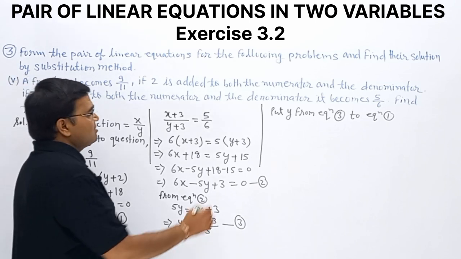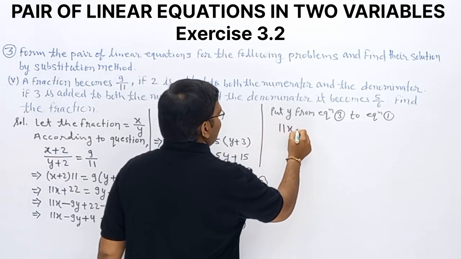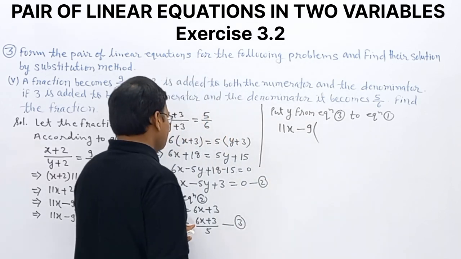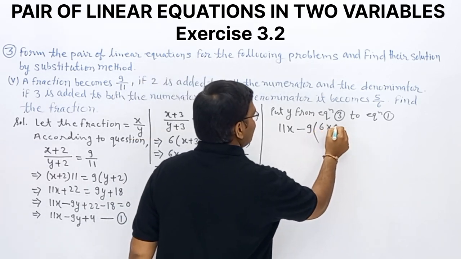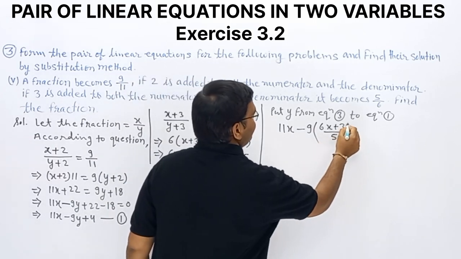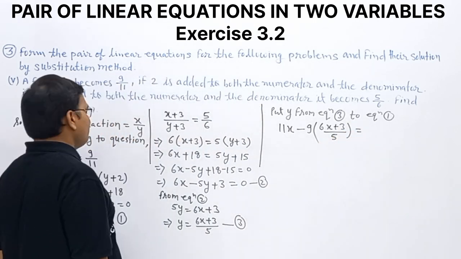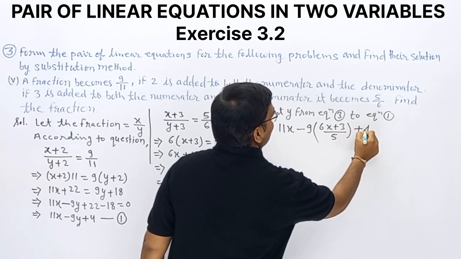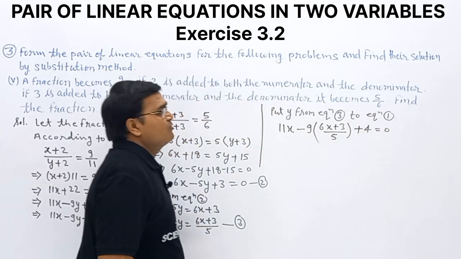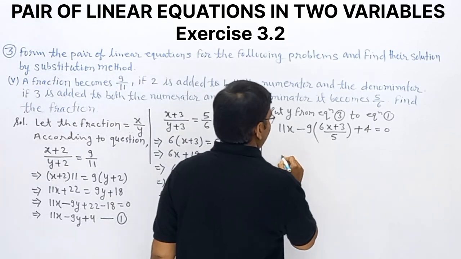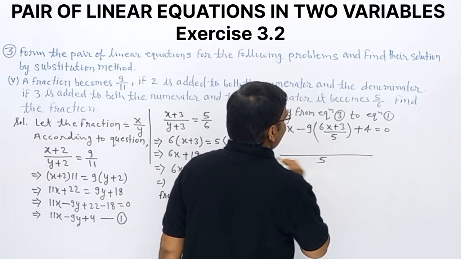So 11x minus 9y is, 6x plus 3, (6x plus 3) divided by 5, plus 4 equal to 0. Clear? Solve this one. How will we solve? Take the LCM. We will take LCM 5.